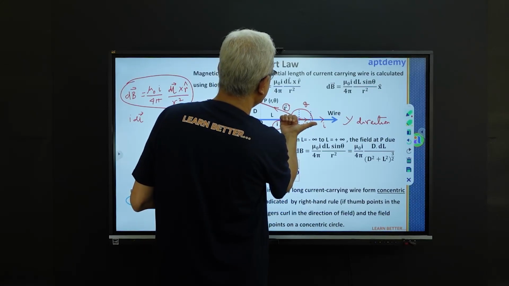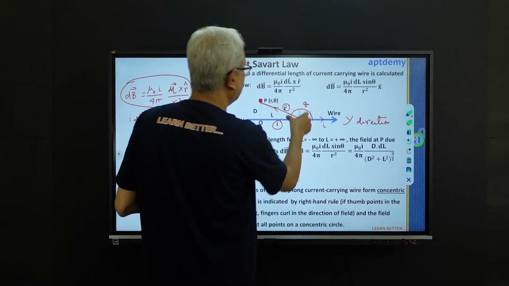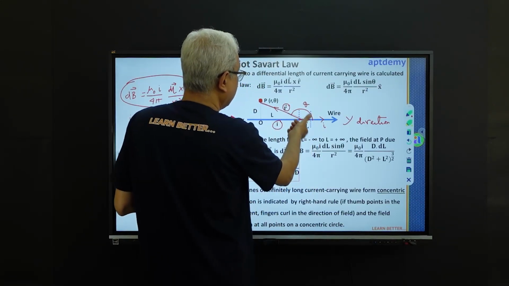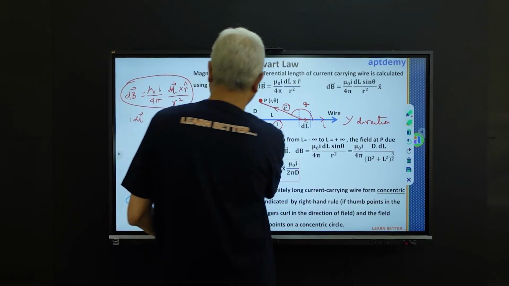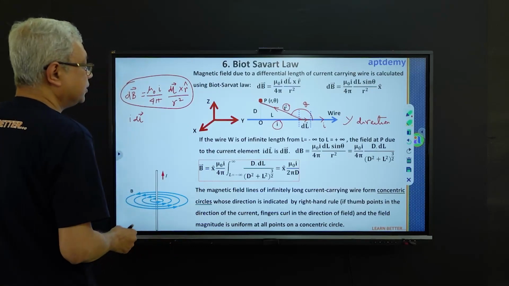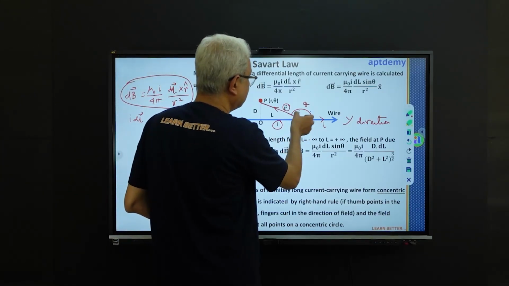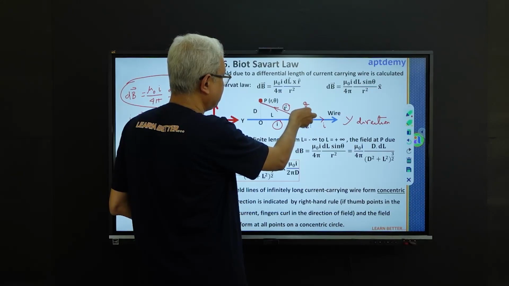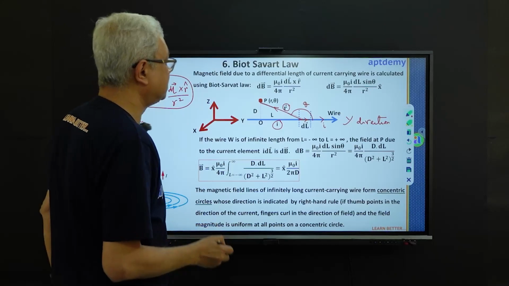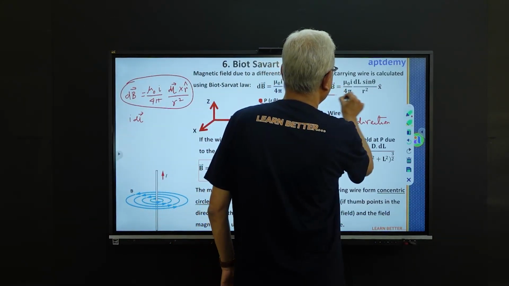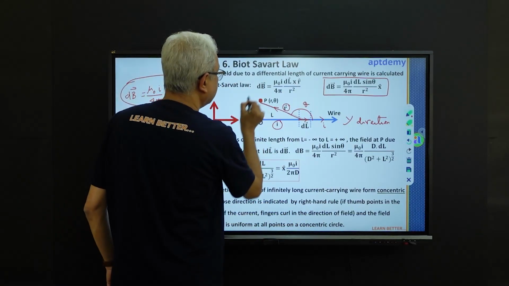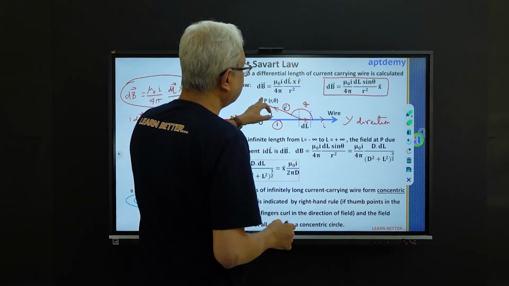This is dL cross r. So dL cross r, this is dL, this is r. So it is in the direction of the x axis. It is in this direction, x axis. Okay. So dL cross r, if you take a right handed screw, the screw comes out of the board, and that's why it is in the positive x direction.